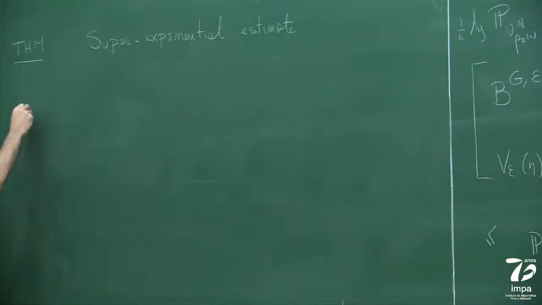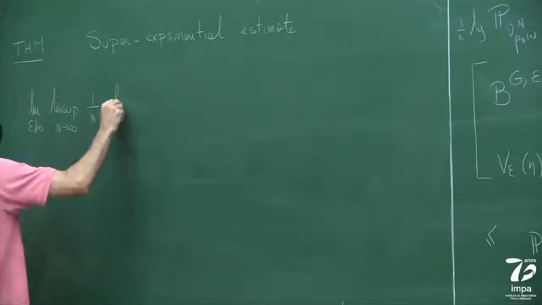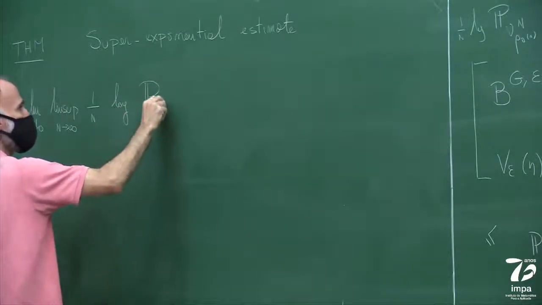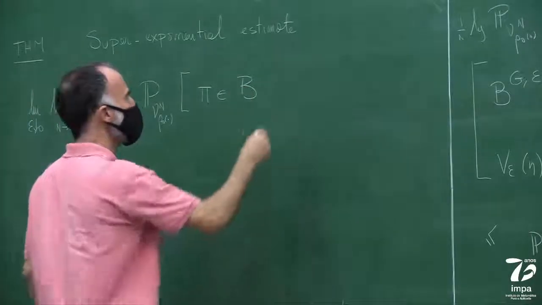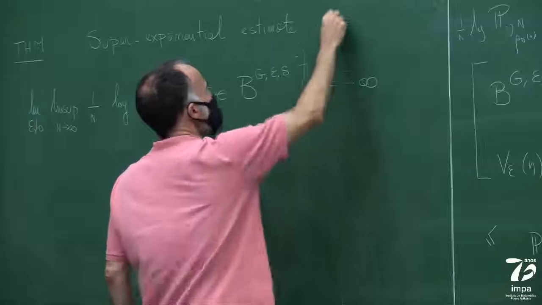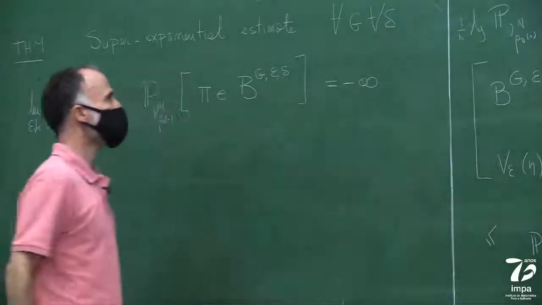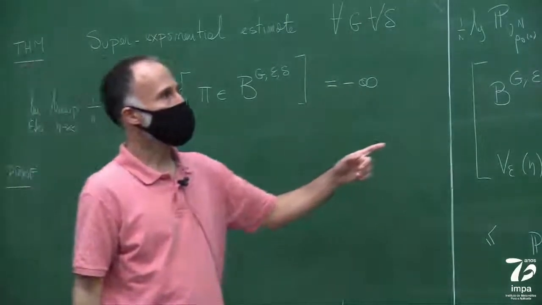And what I want to prove is that the limit, as epsilon goes to 0, of the limit sup as n tends to infinity of 1 over n log the probability u n rho 0 that pi belongs to b, what I call g epsilon delta, is equal to minus infinity. And this is for all g and for all delta. Right? Questions? So this is the central point. Fine. So let's see what we want to prove.